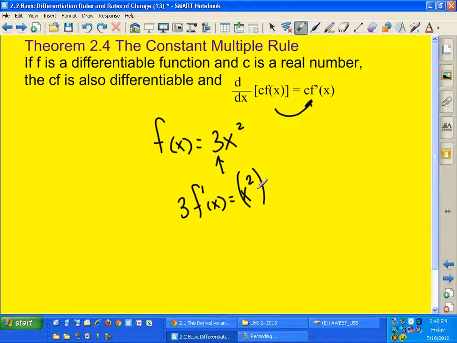If I was to take the derivative of 3x squared, I would leave the 3 alone, take the derivative of x squared, which is 2x, and then my final answer is going to be 6x. And again, remember, this 6x is the slope at any given point in the function of 3x squared. And so that's really what we're talking about when we're taking these derivatives.